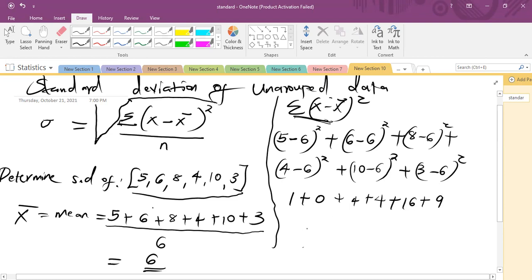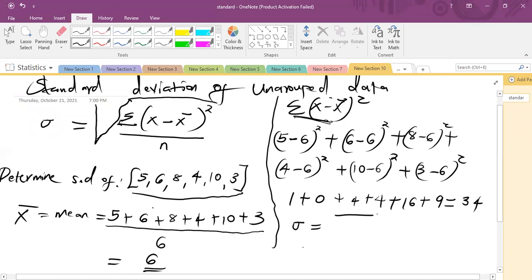So adding all this up, what do we have? Remember this is just the upper part, summation x minus x bar squared. So if we add all this up, what do we get? 1 plus 4, that's 5. 5 plus 4, that's 9. 9 plus 16, that's 25. 25 plus 9, that is 34. 34. So how are we going to go about getting the standard deviation?